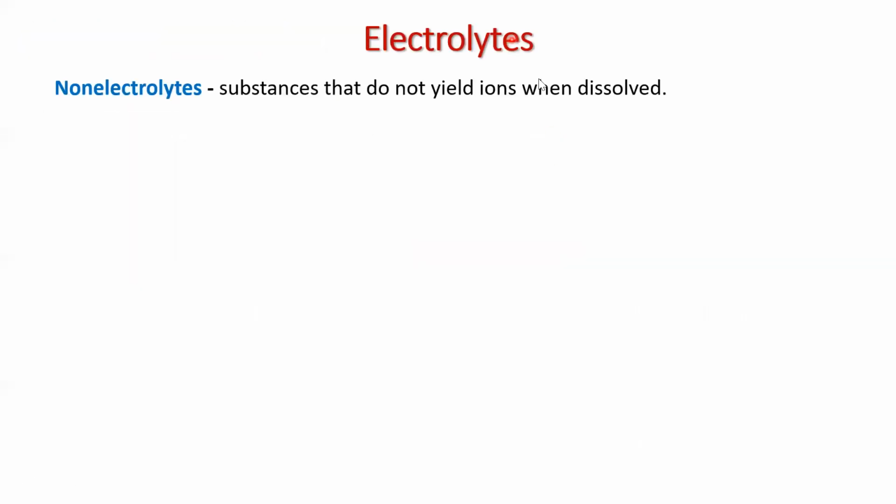All right, so electrolytes, okay? Non-electrolytes are substances that do not break up into ions when they dissolve. And we call them non-electrolytes because since there are no ions present in the solution, it can't conduct an electric current.